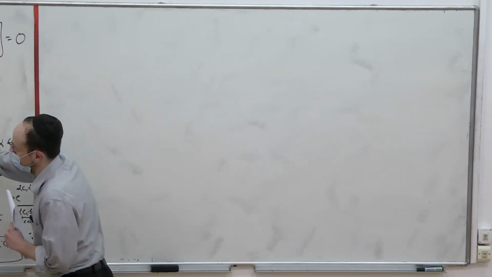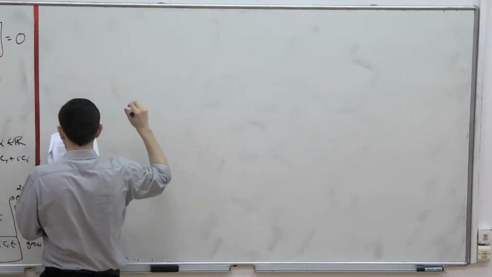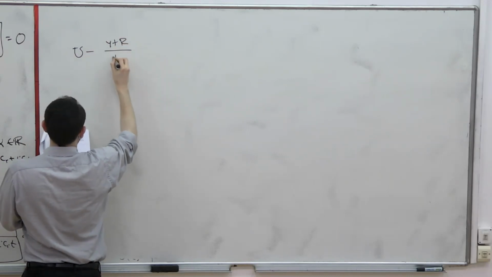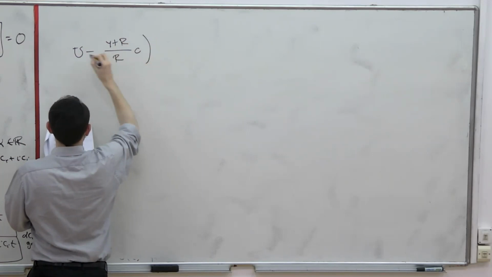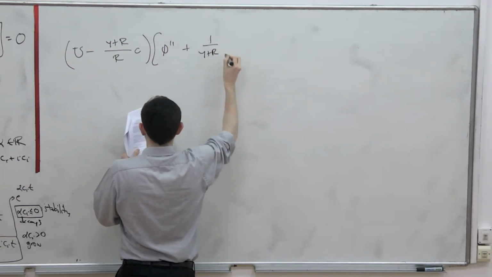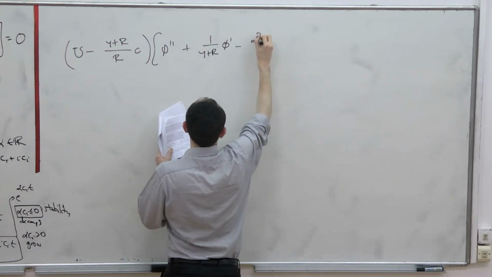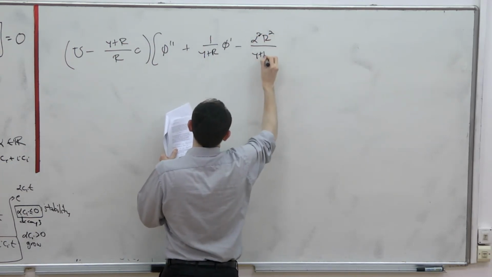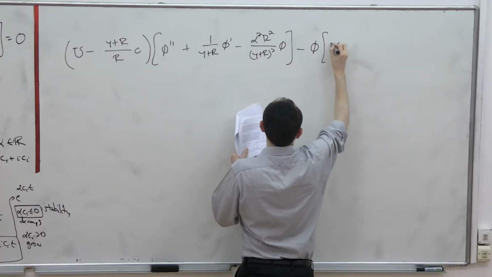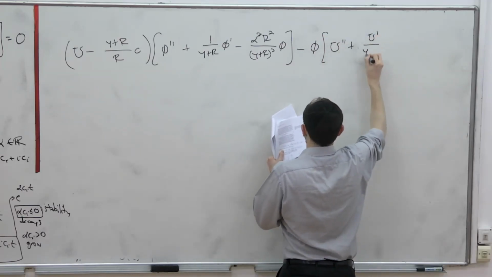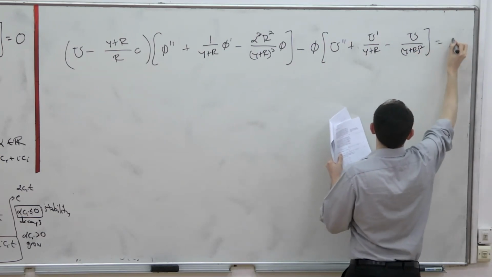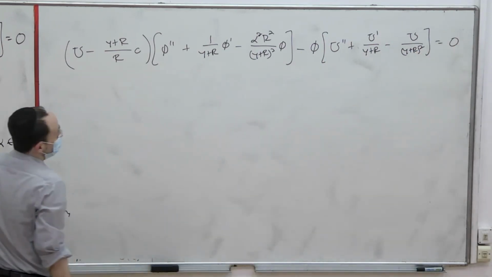Okay, so substituting psi1 into this equation with the normal mode assumption, what do we get? u minus y plus r over r times c, times phi double prime, plus 1 over y plus r phi prime, minus alpha squared r squared over y plus r squared phi, minus phi times u double prime, u prime over y plus r, minus u over y plus r squared, equals 0. Now it's just a matter of doing some simplifications.